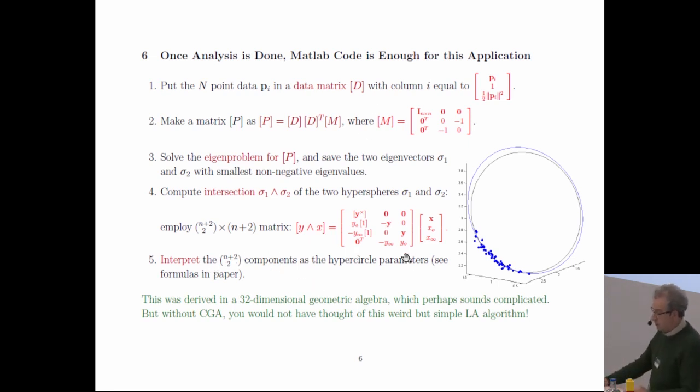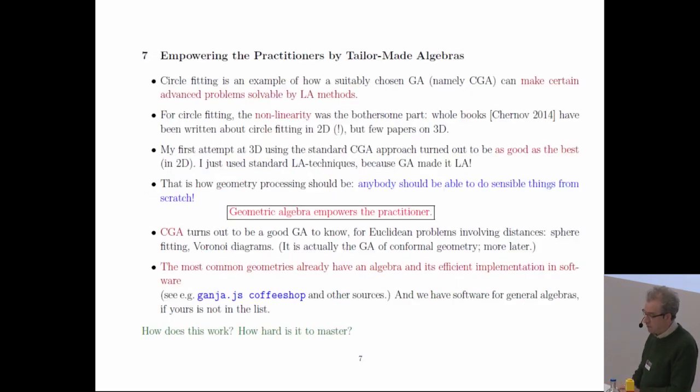But all of this can be done without knowing geometric algebra. You can implement it just with MATLAB. You probably would not think of it without using GA.